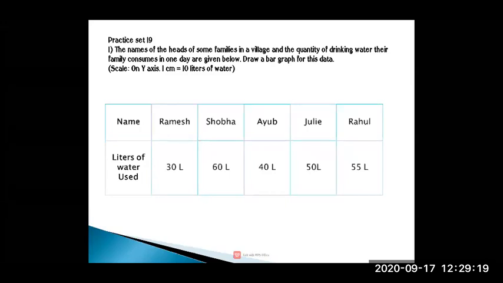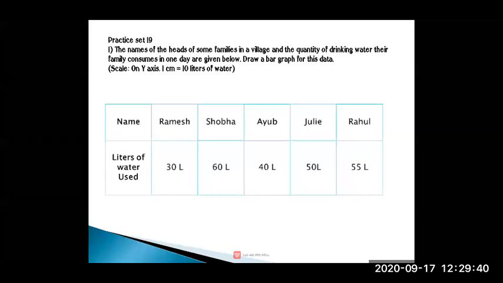The names, whichever are given on the table, that name you are going to write on which line? Very good. You are going to write the name on the x-axis. Very good. Now next, what is given? Liter of water used. Now, liter of water.